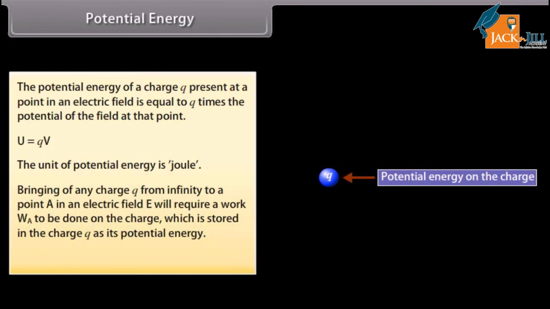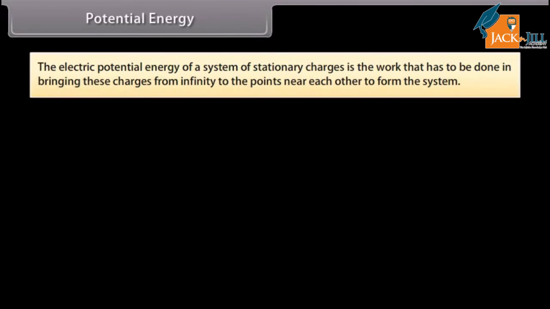Bringing of any charge Q from infinity to a point A in an electric field E will require a work W A to be done on the charge, which is stored in the charge Q as its potential energy. U A is equal to Q V A. The electric potential energy of a system of stationary charges is the work that has to be done in bringing these charges from infinity to the points near each other to form the system.